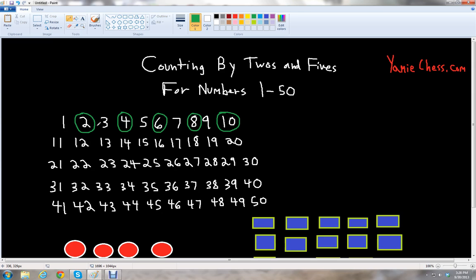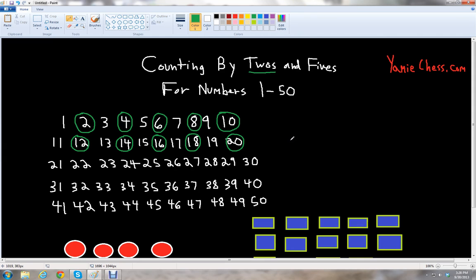Start at 2, and then you go to 4, 6, 8, 10, and then the next one would be 12, and then 14, and then 16, 18, and 20. Okay, so I will let you practice the rest of them, counting by twos from 1 to 50. So that is counting by twos.